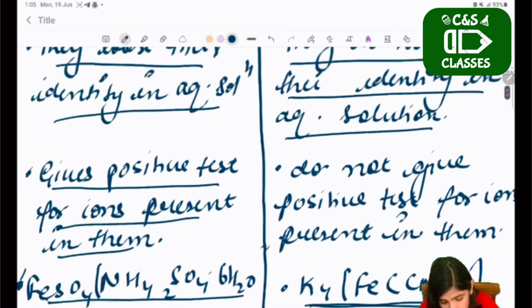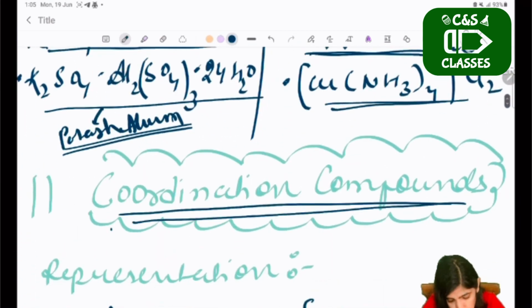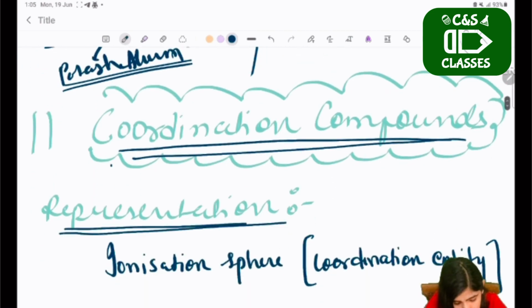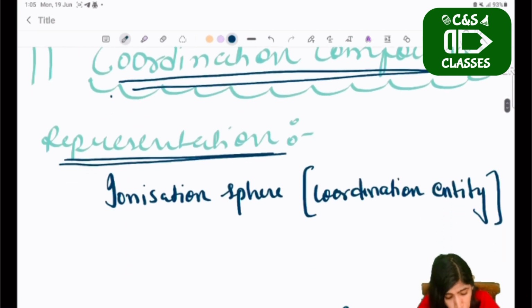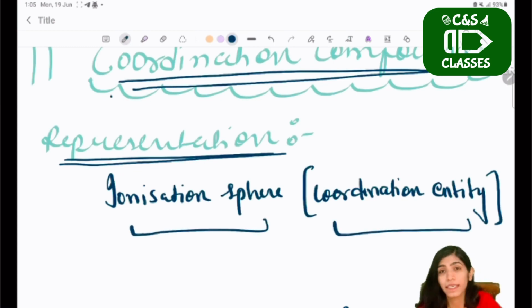Now our topic of interest is coordination compounds. Before going on to the topic, I would first like to discuss the representation of coordination compounds, how they are written. We will also discuss the naming of coordination compounds later, maybe in our next video. So first, how it is represented, how it is written. The coordination compound is written in a slightly different way. Basically the representation consists of two parts, that is your ionization sphere and your coordination entity.